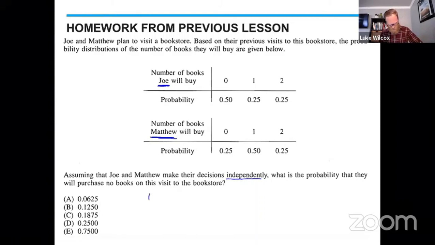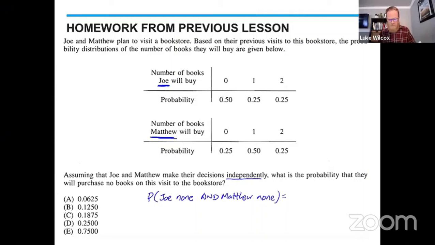So if I were to use some probability notation here, I would say it's the probability that Joe is going to be purchasing no books and that Matthew is purchasing no books. Now, we are told here that those decisions are made independently, which means that for an AND problem like this, we are allowed to just simply multiply probabilities.